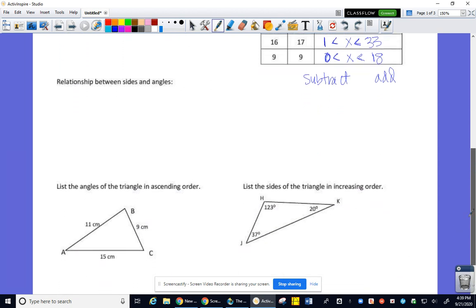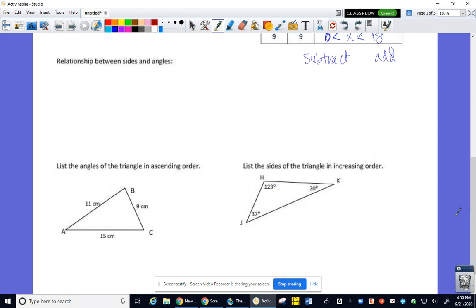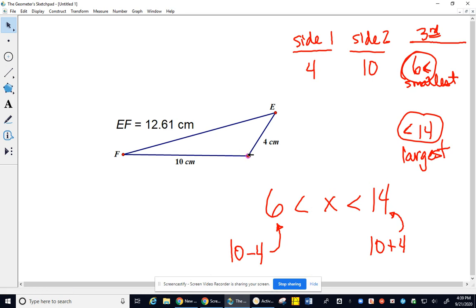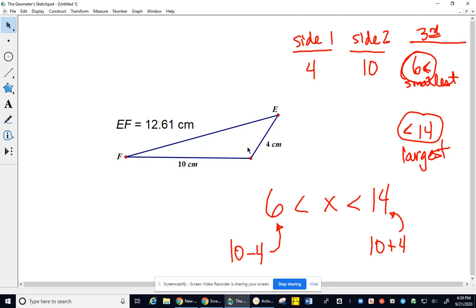Okay, and then there's a relationship here between the sides and the angles. If we noticed over here, okay, when this is a big side, right, when 12.61 is the largest side, that means that this angle here is the biggest angle, right? This looks like it's the largest angle. It's clearly obtuse.